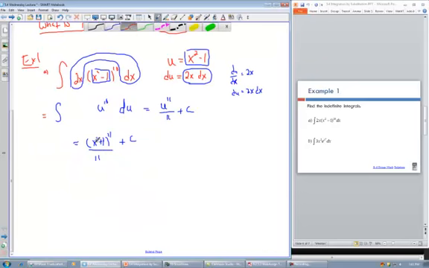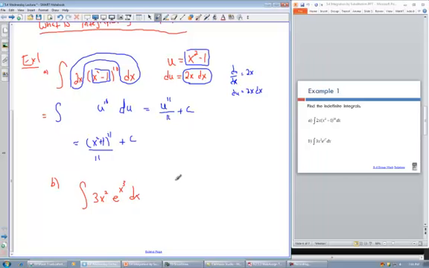So let's look at the next one, see if we can make sense of it. And so we have the integral of 3x squared e to the x cubed dx. And so on this one, what do we want to do? Again, I want to make a substitution.